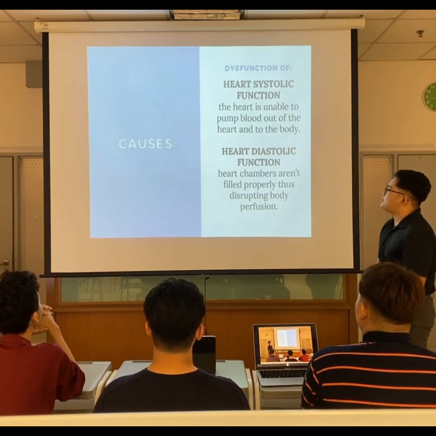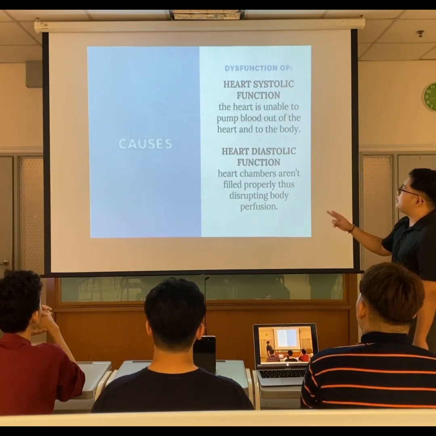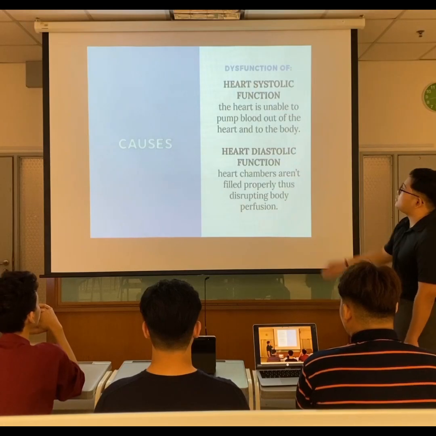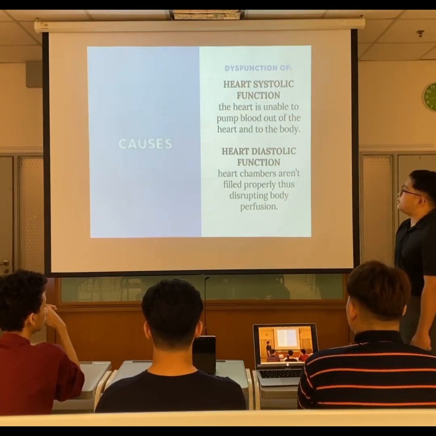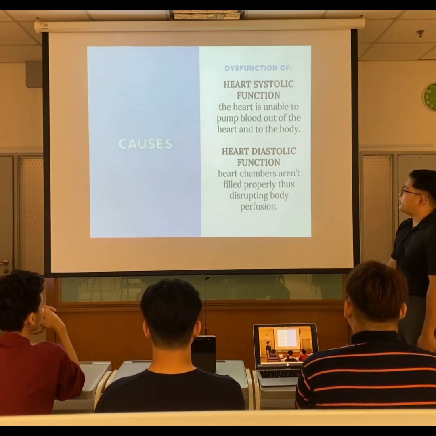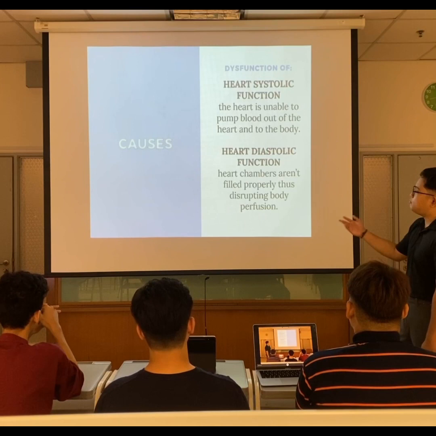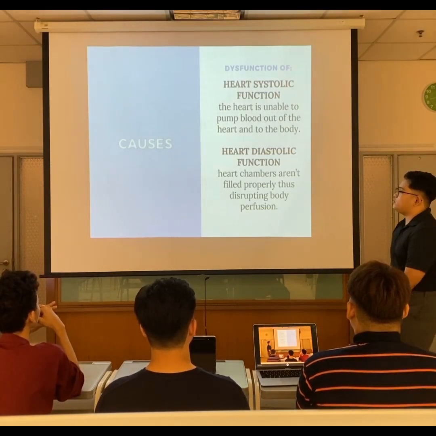Okay, so what are the causes for cardiogenic shock to happen? Basically, there are just two: heart systolic dysfunction and heart diastolic dysfunction. Heart systolic dysfunction is when the heart is unable to pump blood out of the heart and to the body, while heart diastolic dysfunction is when the heart chambers cannot fill properly with blood, thus disrupting the body perfusion.